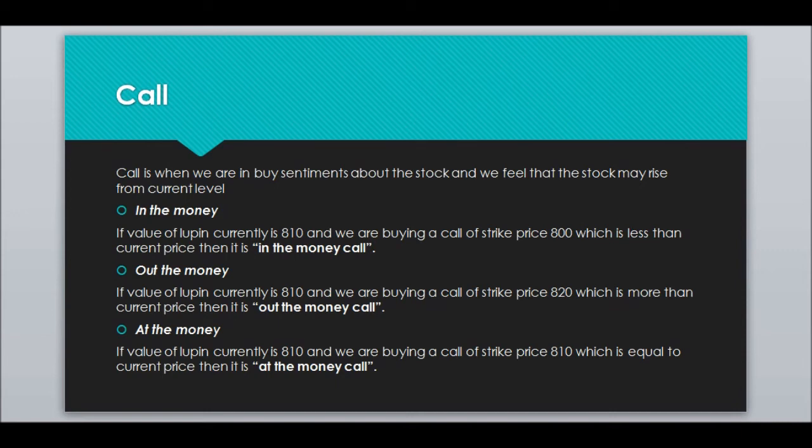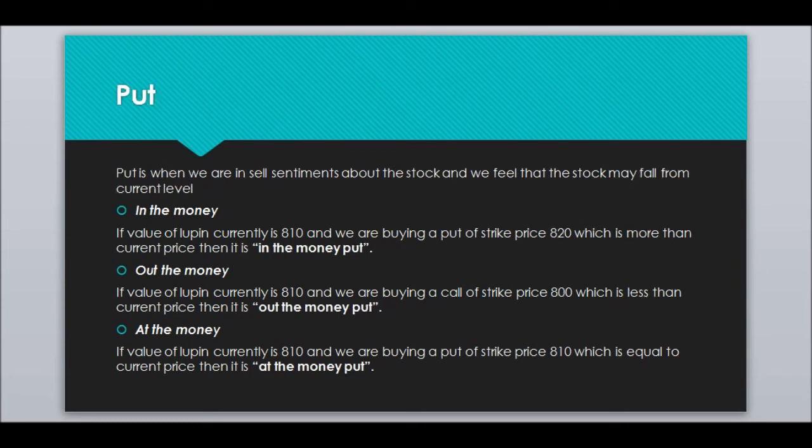While for the out of the money call, the investment is less, the profit is less, and there are more chances of losing the money, because if we are buying a call of 820 and the stock never touches 820 in the current expiry, then at the last moment there will be zero intrinsic value, and the time value will also become zero, and the total money invested will be lost.